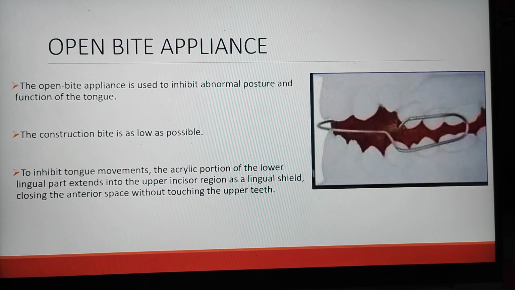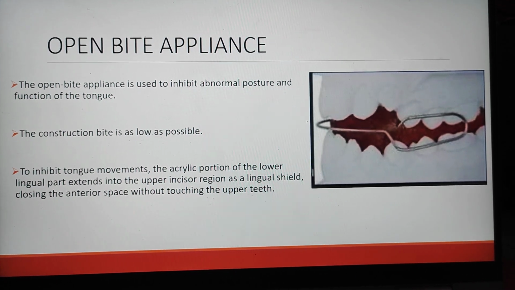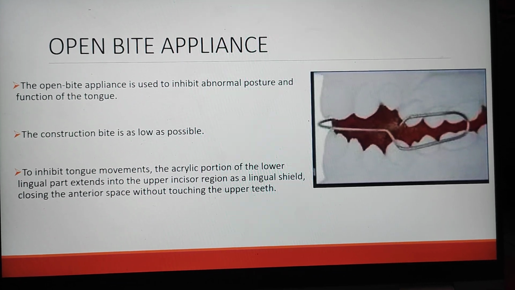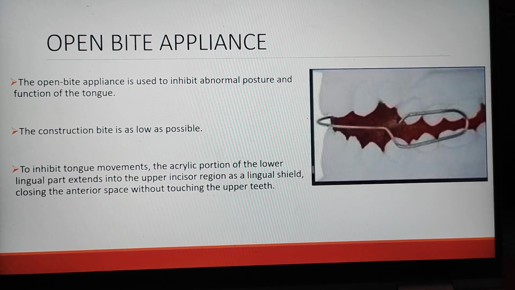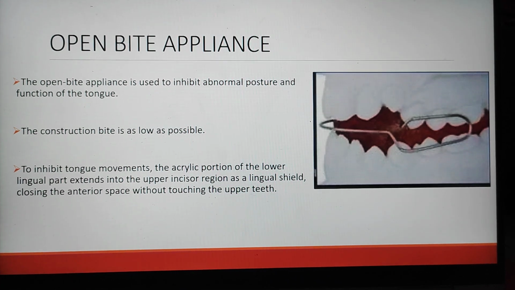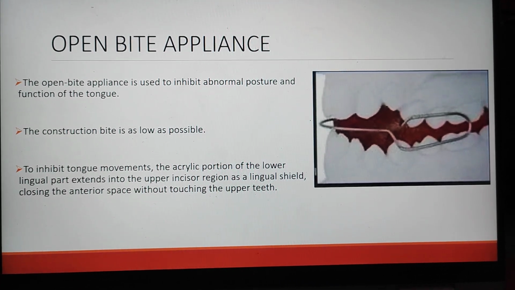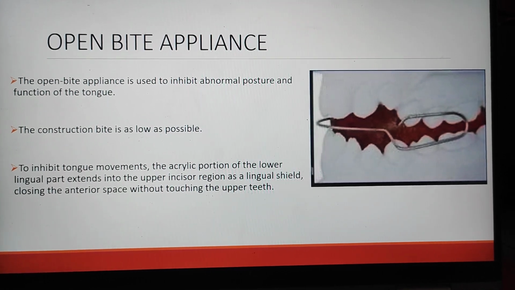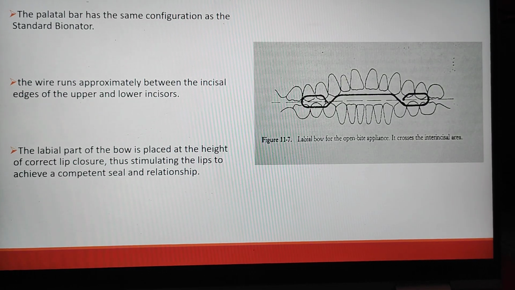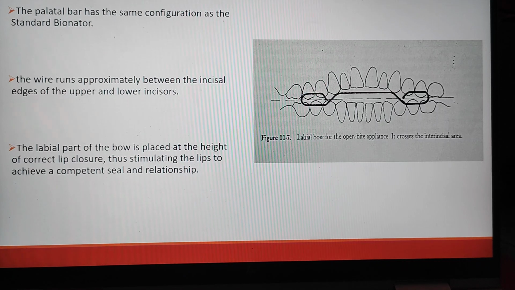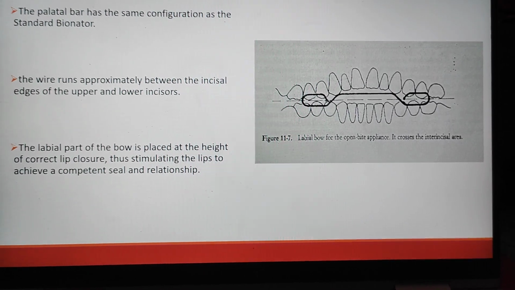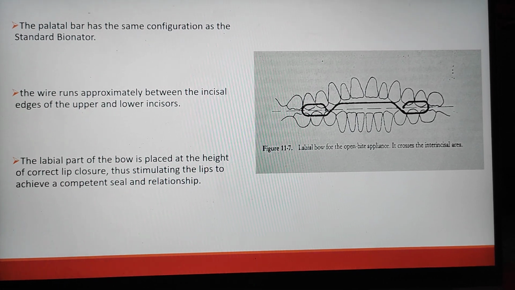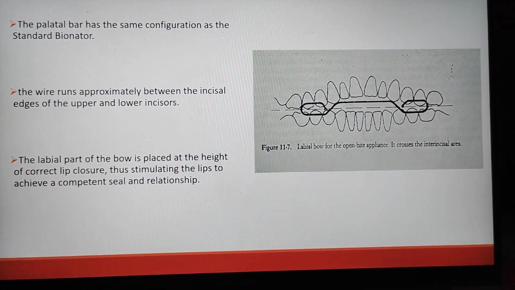The first one is the acrylic portion of the lower lingual part that extends upwards behind the upper incisor, making sure that it does not actively put pressure on the upper incisor. Hence also closing the upper anterior space, without touching the upper teeth. And the second is the labial part of the bow that reminds the lip for the competency of seal.